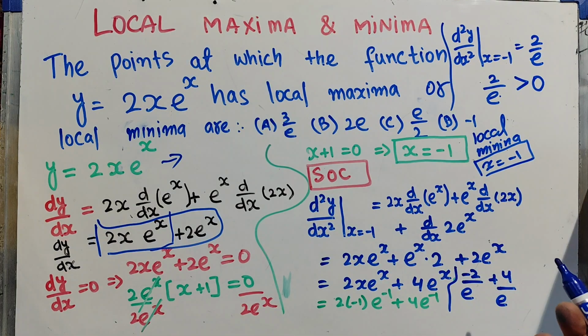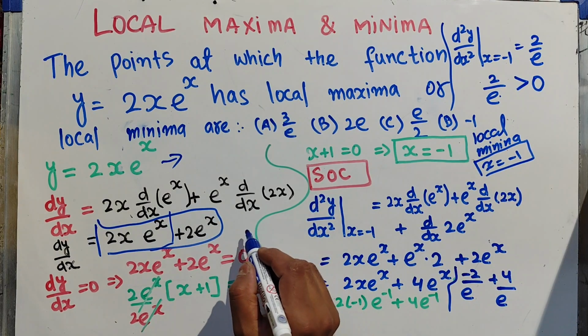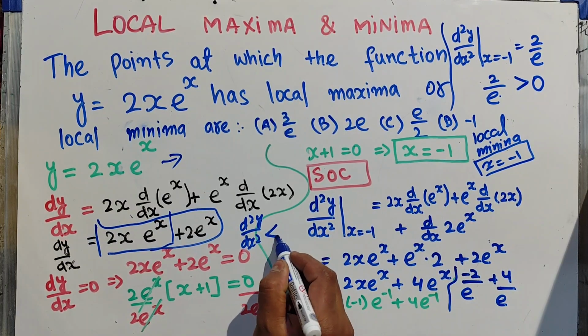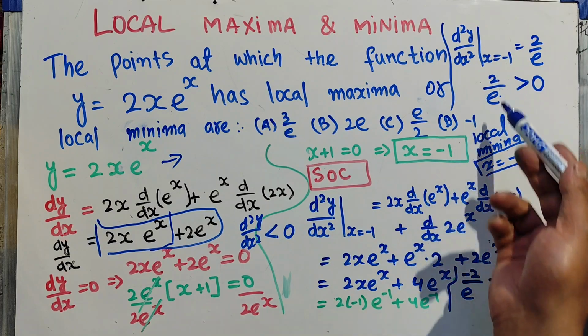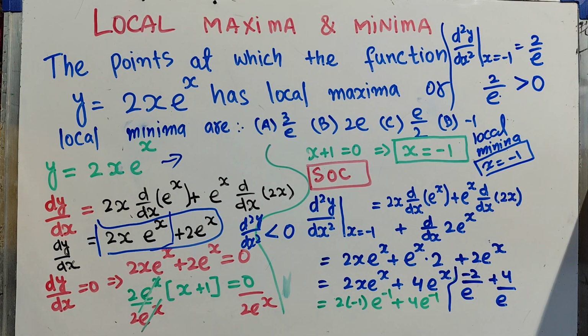If the second derivative came out to be negative, that is if d square y upon dx square came out to be less than 0, then we would have the local maxima. Since the second derivative came out to be greater than 0, we have the local minima for the given function. I hope I make myself clear in this video. Thank you.